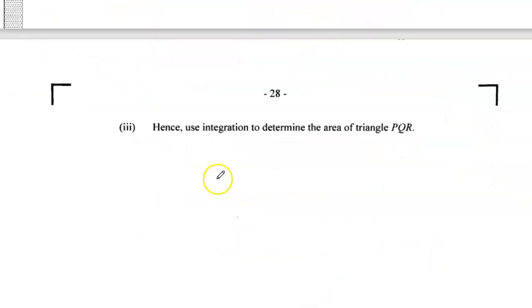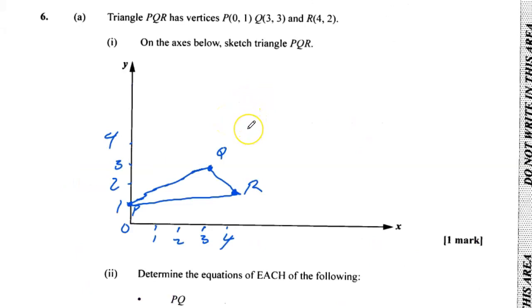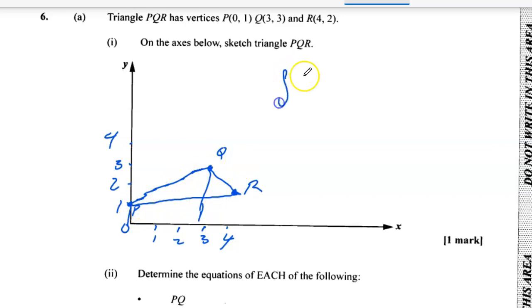Hence, use integration to determine the area of triangle PQR. So for the area of triangle PQR, we integrate all 3 lines. Let's remind ourselves what the equations were. So you'll recall that integration gives you area under the graph. So if you integrate PQ, you will get all of this area. Integrate PQ between 0 and 3, you end up with all of this area below the line.